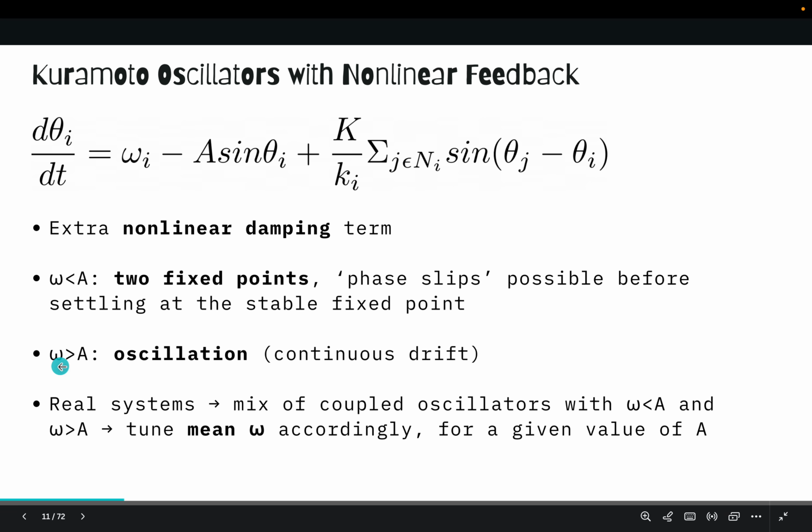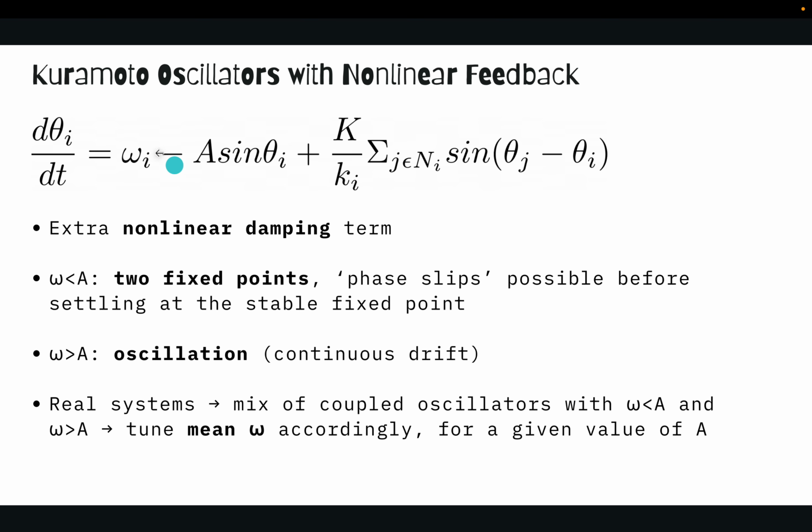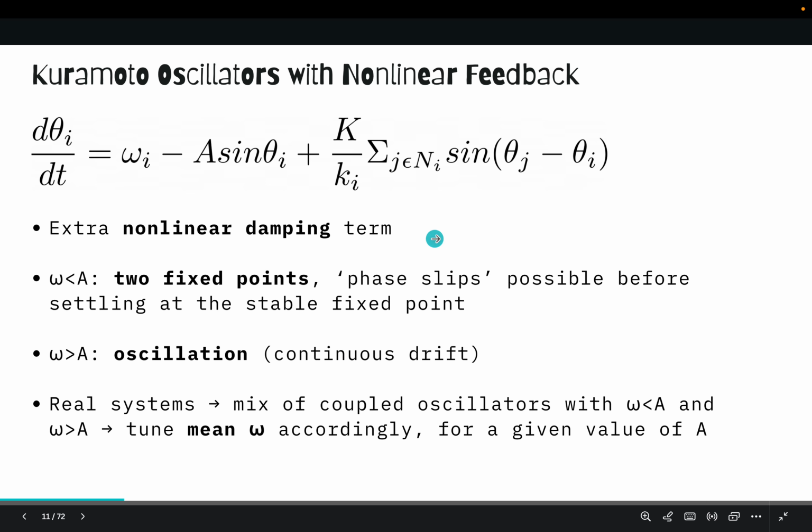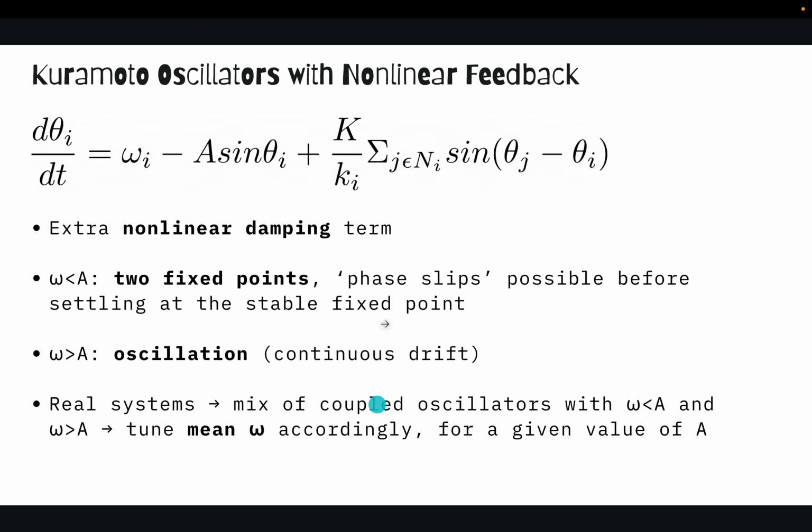If we have omega greater than a, that means the internal frequency tells the system to oscillate very quickly. The higher the frequency, the more vigorously the oscillator is oscillating. But a tells it to slow down. So basically it's a competition between omega and a. If omega is less than a, then a wins out and the oscillators settle at a fixed point. It cannot continue oscillating, it settles at a fixed point and stays there. But if omega is greater than a, it keeps oscillating. It's basically a continuous drift scenario.